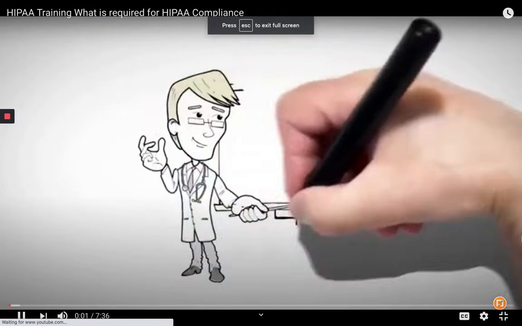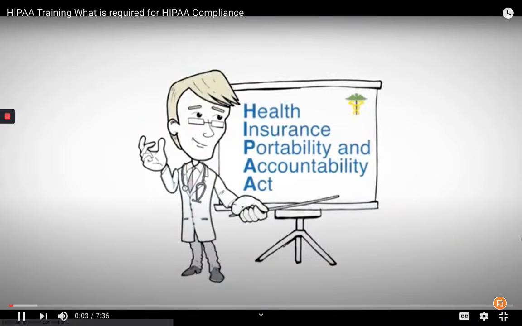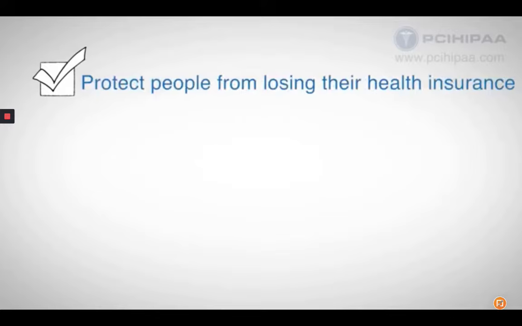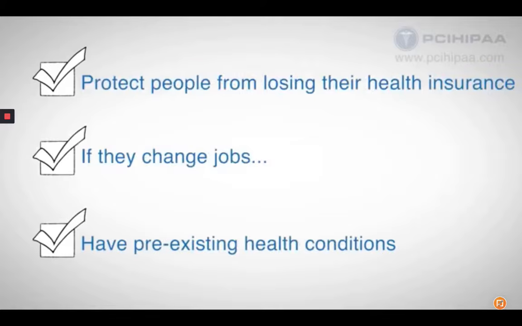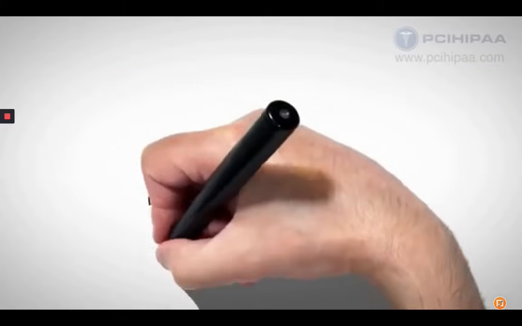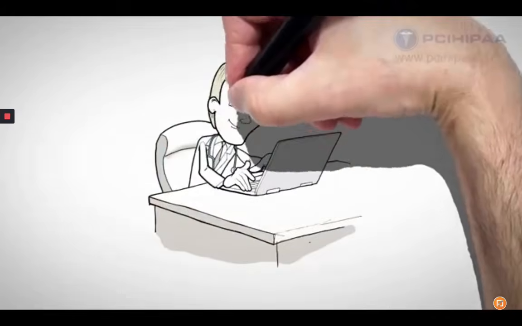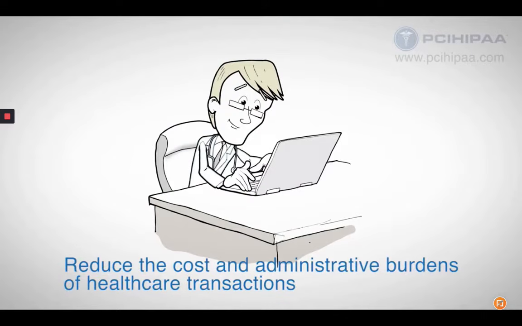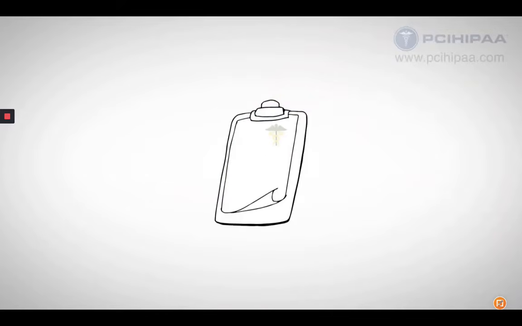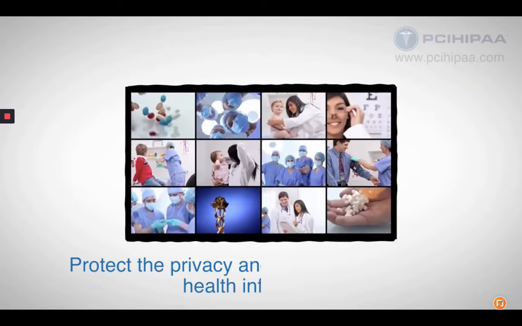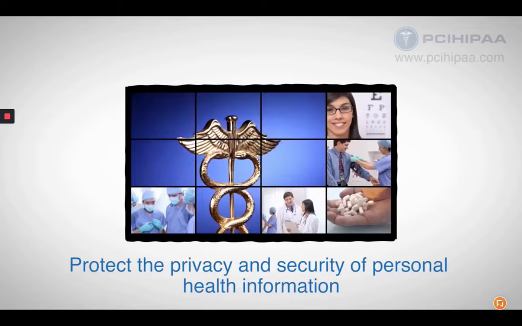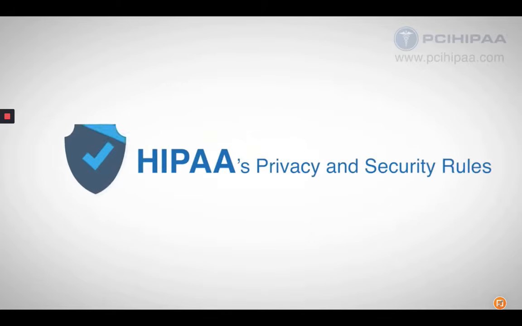HIPAA stands for the Health Insurance Portability and Accountability Act. Its original purpose was to protect people from losing their health insurance if they change jobs or have pre-existing health conditions. HIPAA has been expanded over the years to also help reduce the cost and administrative burdens of healthcare transactions, and most recently to develop standards and requirements to protect the privacy and security of personal health information. It's HIPAA's privacy and security rules that we'll cover here.